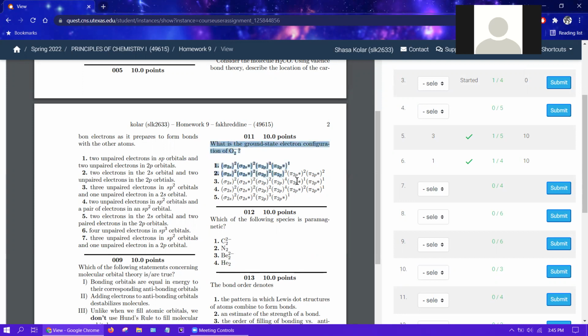So I think, do you want me to go over this one? This one looks a little bit scary. Yeah, that one looks kind of hard. It probably just looks scary. So this looks like it's going to be a bond order problem. So it's what we were doing in our last lecture, bonding and anti-bonding, that sort of thing.